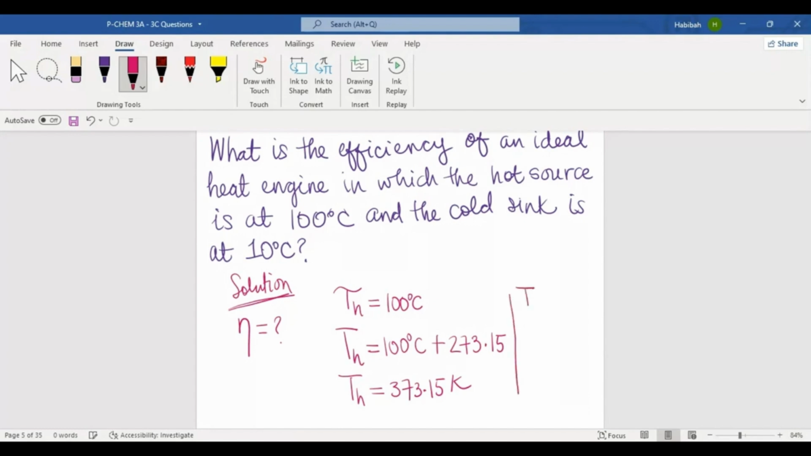And then we're also told the temperature of the so-called sink is 10 degrees Celsius. So the temperature of the cold sink is 10 degrees Celsius. We have to convert from degrees Celsius to kelvins. So the temperature of the cold sink would be 10 degrees Celsius plus 273.15. So the temperature of the cold sink is going to be 283.15 Kelvin. So that's basically what you need to know.